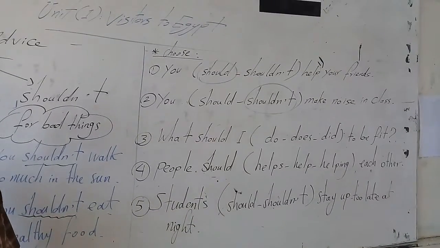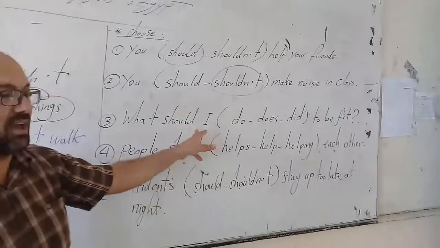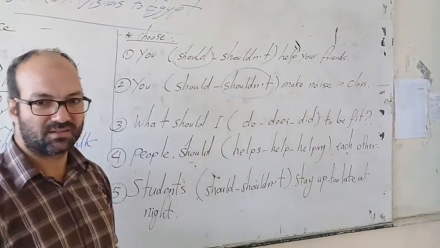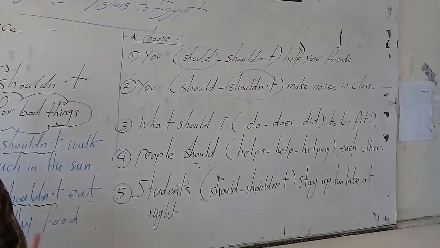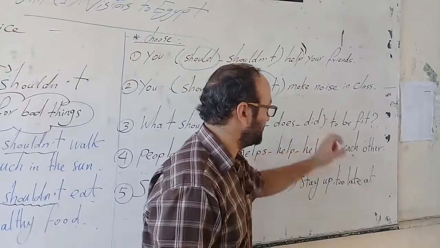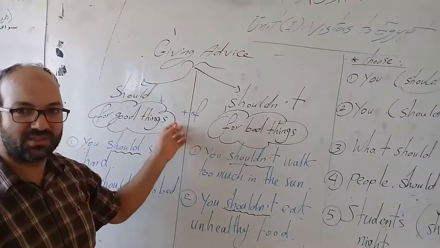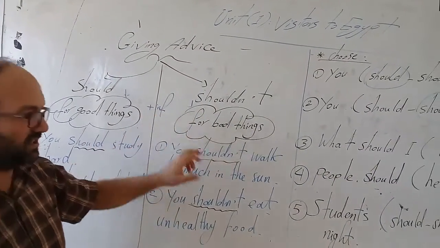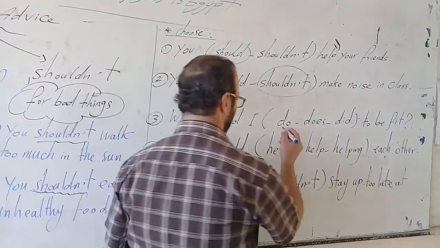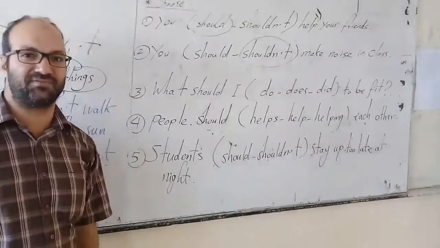Number three. When we make a question using should, what should I do, did, to be fit? You should do exercise to be fit. Now, what should I do, did? What is the right answer? We said before that after should and shouldn't comes the infinitive. So we will choose do. What should I do to be fit? You should do exercise every day.